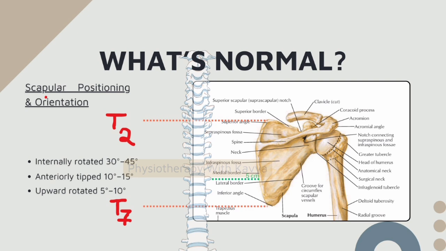So here it is, scapular positioning and orientation. It spans the vertebral level T2 to T7. The normal positions are internally rotated 30 to 45 degrees, anteriorly tipped 10 degrees to 15 degrees, upward rotated 5 degrees to 10 degrees. These values have been taken from the book Joint Structures and Functions by Cynthia Norkin.